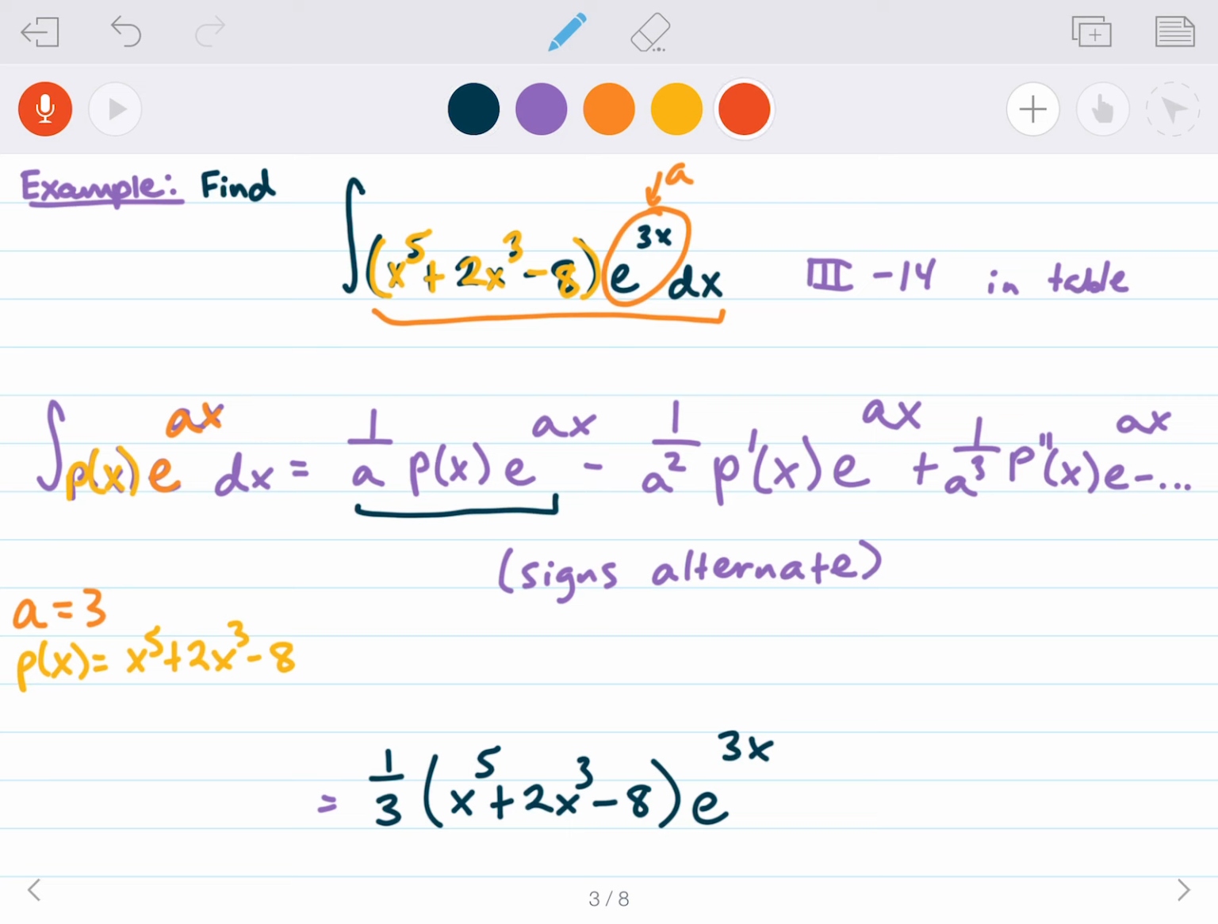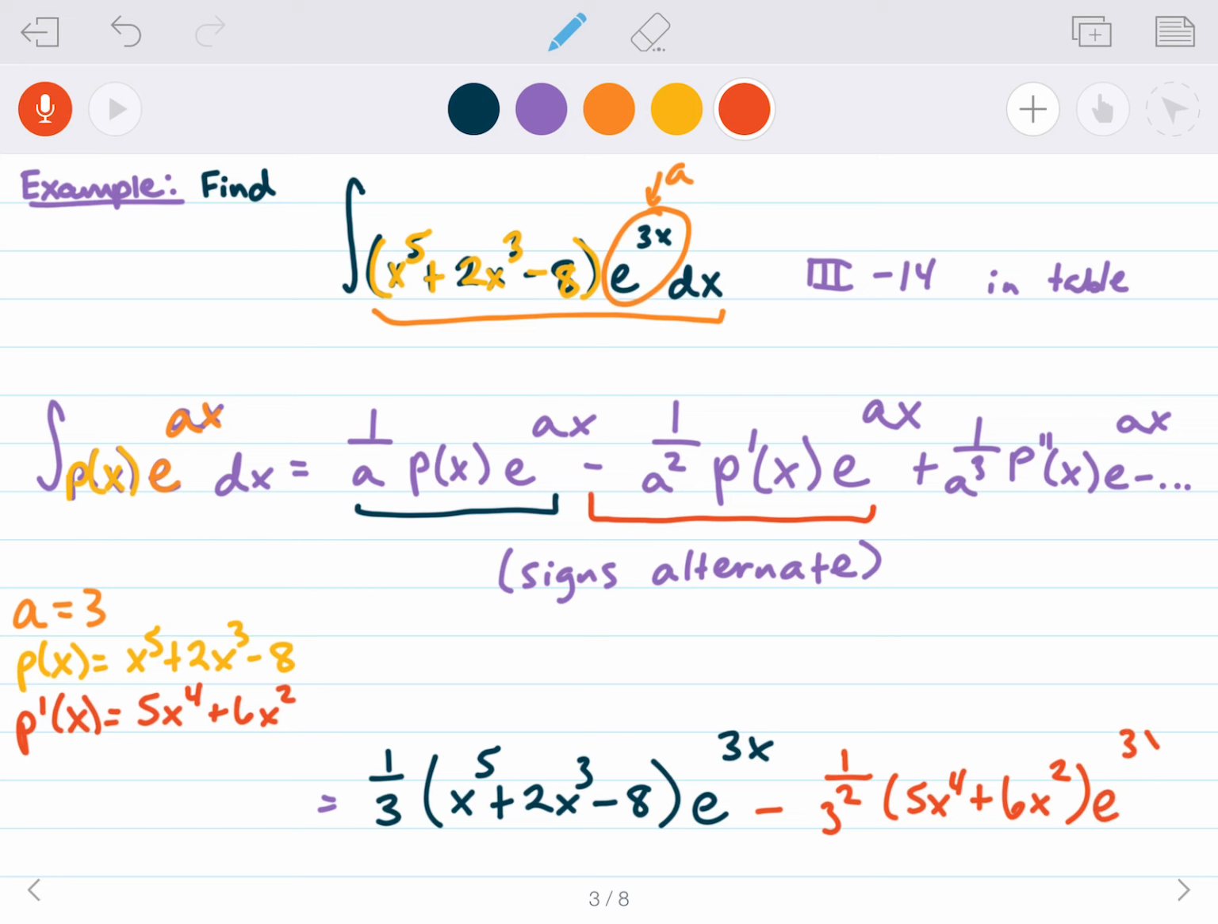Now let's look at the second part. Let's do it in red. Minus 1 over a squared times p prime of x. What's p prime of x? Well, I just have to use the power rule. Remember that thing? 5x to the 4th plus 6x squared. I'm just taking the derivative. All right, so let's write that down here. Power rule. Okay, again, times e to the ax, so e to the 3x, and we keep going like this.